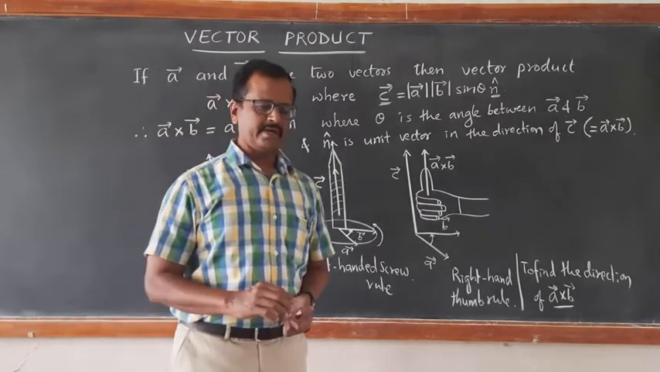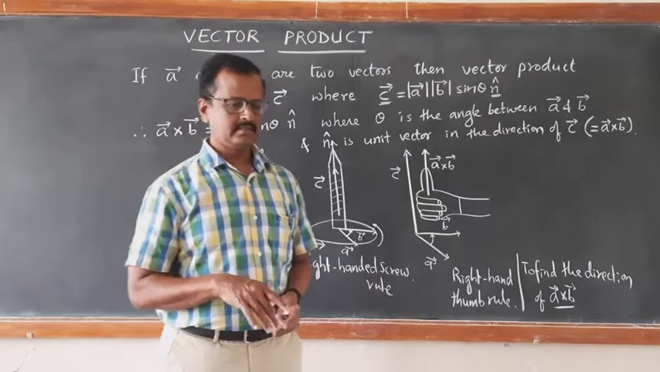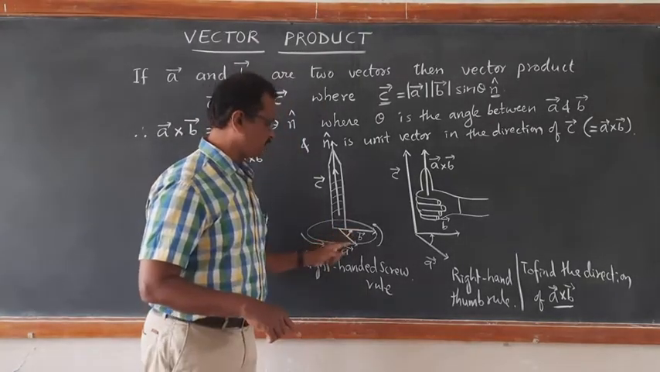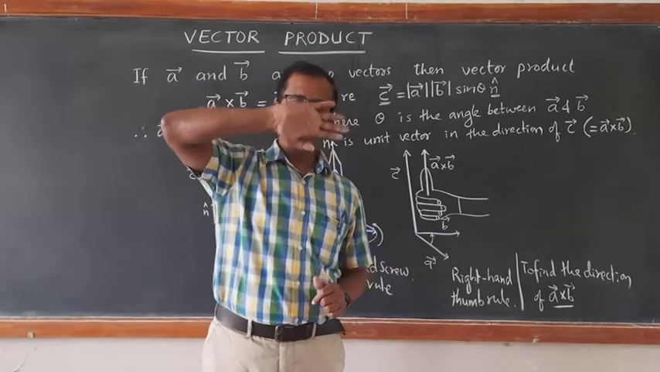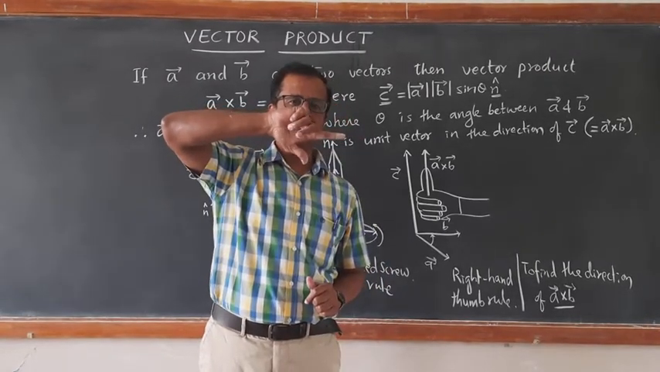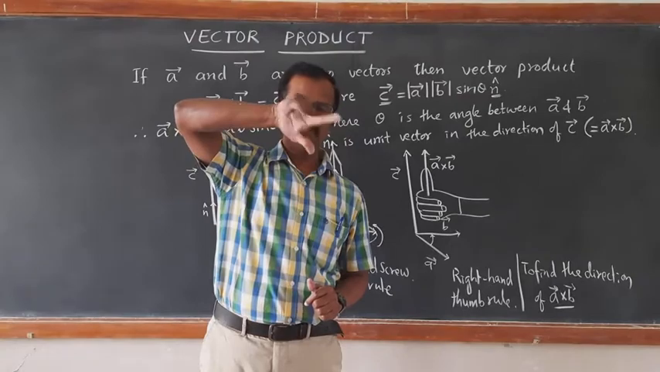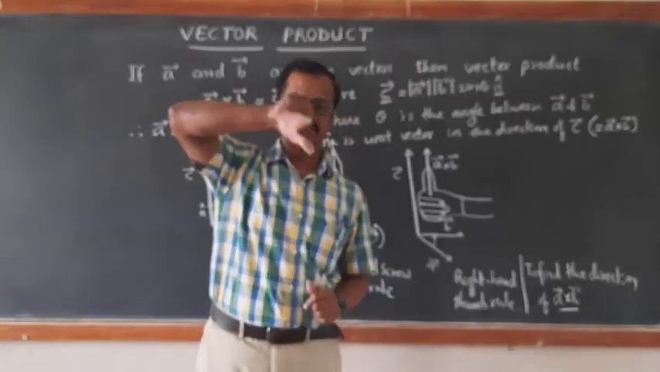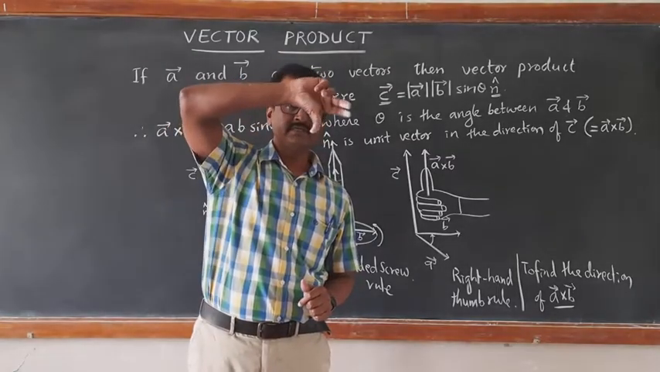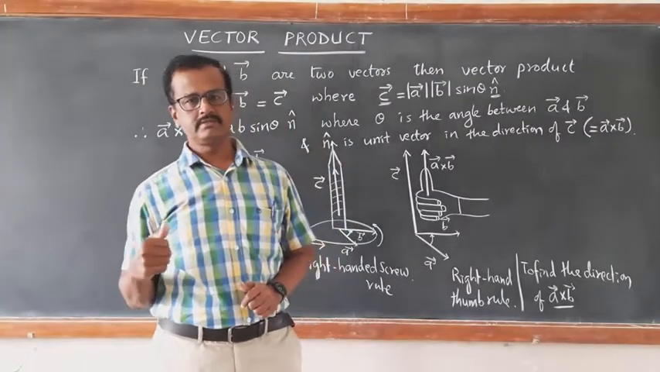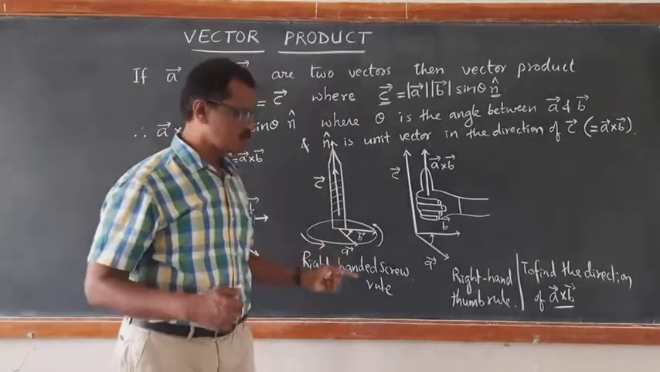Then suppose the vectors are in the opposite sense. Suppose this is vector A and this is B. Then A cross B in that way. Then open the fingers, showing A first and then B. Turn the fingers A towards B, then the thumb points downwards. In that case, it becomes vertically downwards. So in this case, it is going to be B cross A.